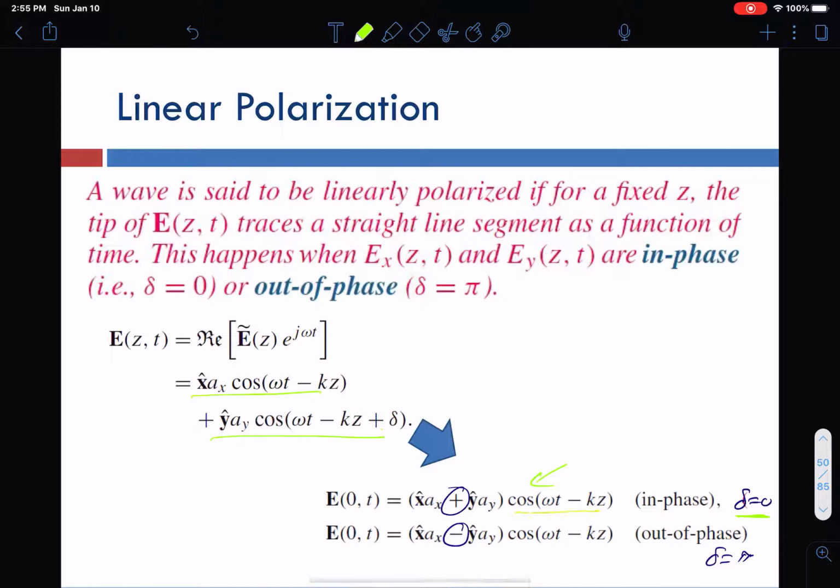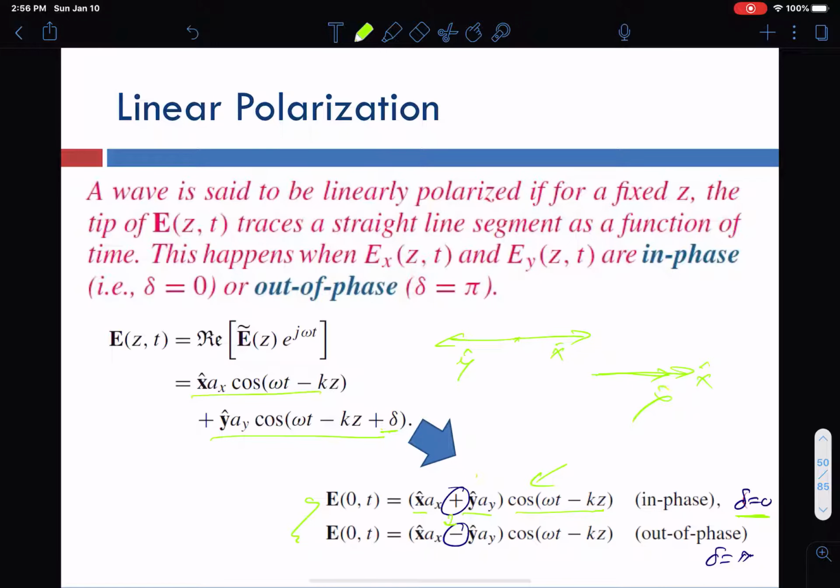That means cosine of omega t minus kz can be taken out as a common factor, then you have the x component and the y component. But if it's pi, which is 180 out of phase, look here, the sign becomes negative because of your trigonometric function. So that is right here. So these are two cases: one is in phase, one is out of phase. Delta equal to 0, they both are in phase, so the x component and y component are right on it. And delta equal to pi means the x component goes this way and the y component goes the other way. So this is your x component over here, this is your y component here.